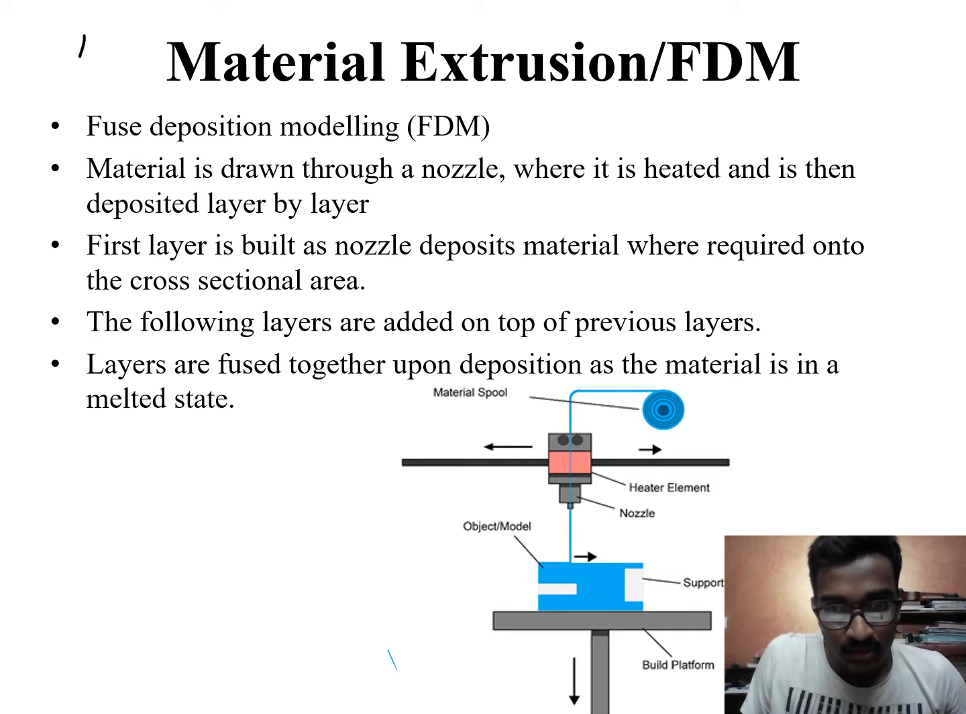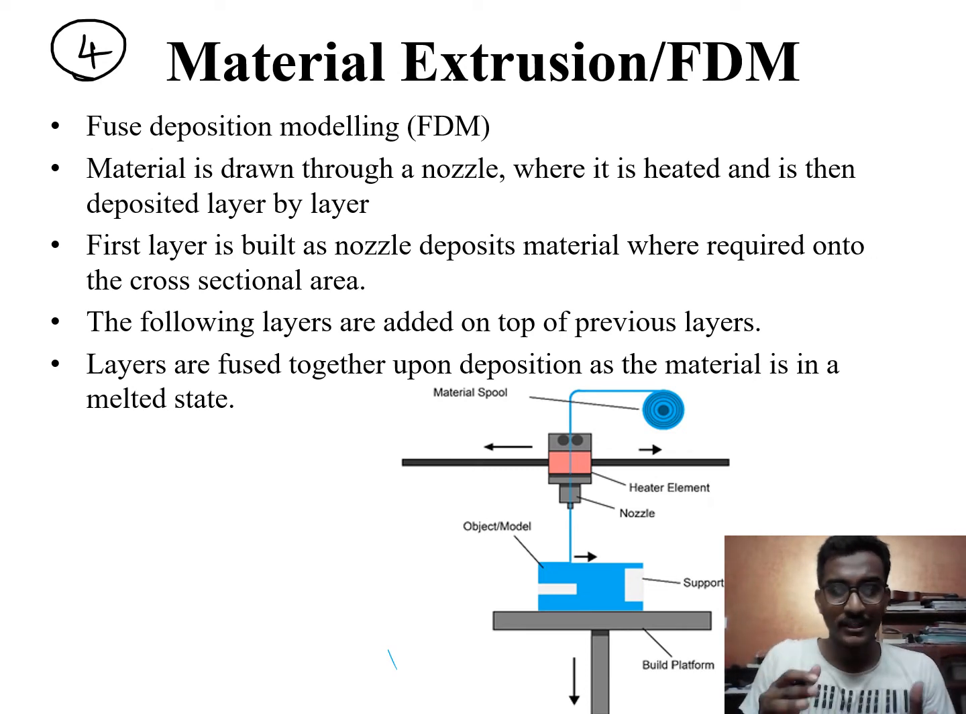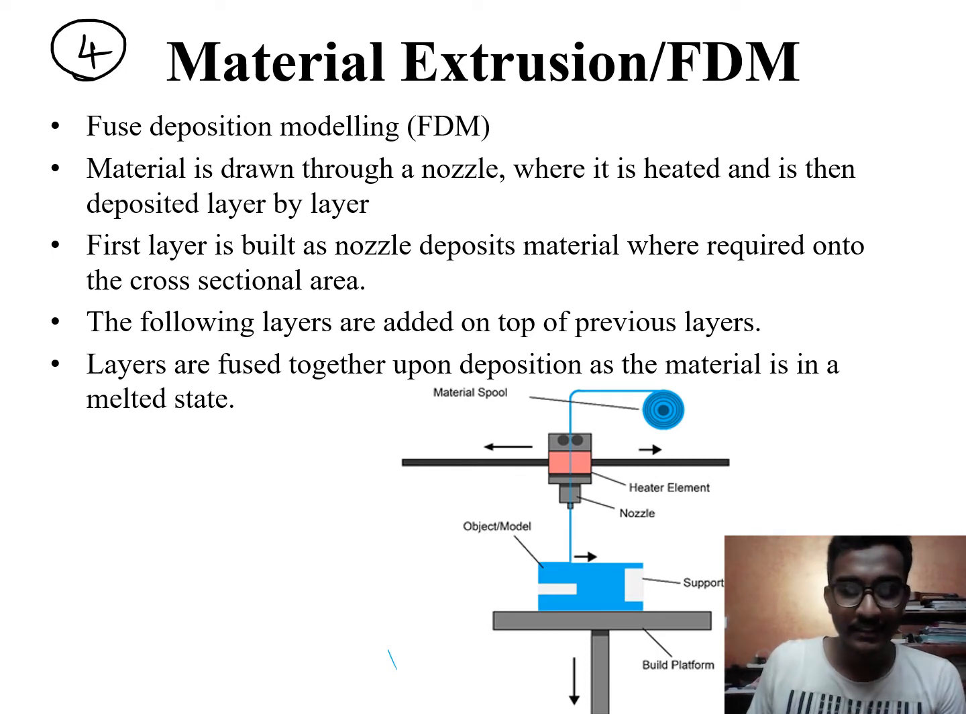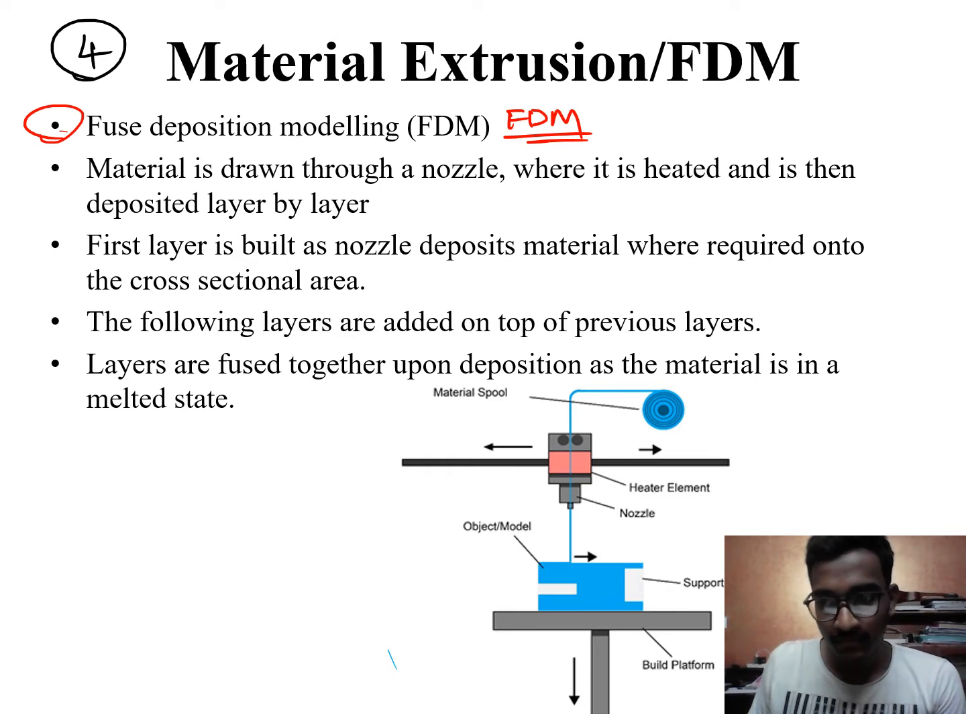And the fourth thing we can see here is a wonderful thing called material extrusion. This is the main process that we're using nowadays. It's called FDM, fused deposition modeling. We can see it over here, the FDM. So what is it? Fused deposition modeling is all about this. You can see it here, right?